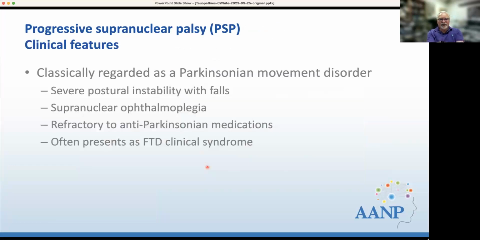Clinical features of PSP: again, like CBD, it's regarded as a Parkinsonian movement disorder, but it's somewhat atypical in that there's severe postural instability with a higher frequency of falls than associated with typical Lewy body Parkinsonism. There is an eye movement disorder called supranuclear ophthalmoplegia, which is usually characterized by paralysis of upward gaze. PSP tends to be refractory to anti-Parkinsonian medications, and it often presents as an FTD clinical syndrome with or without Parkinsonism.